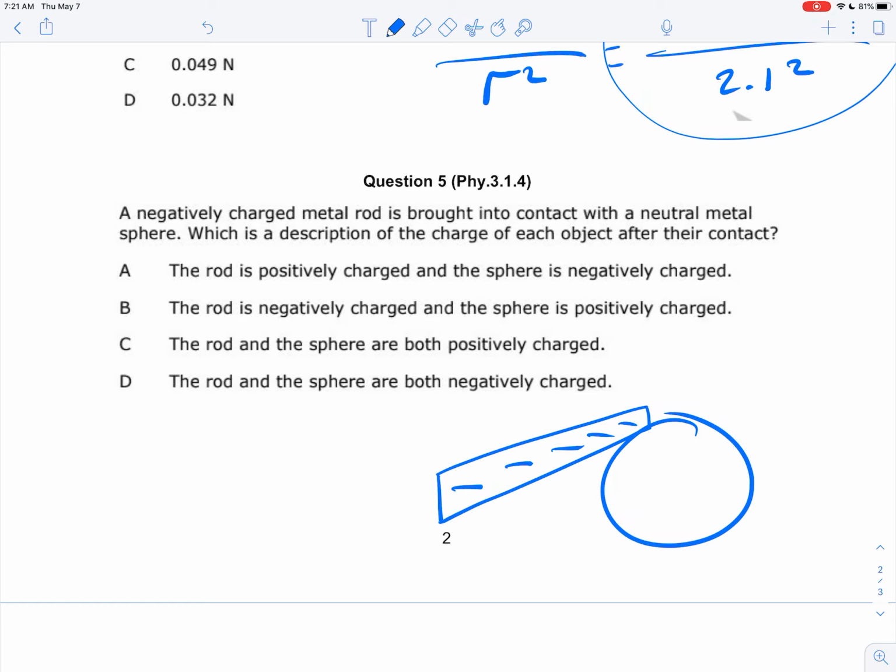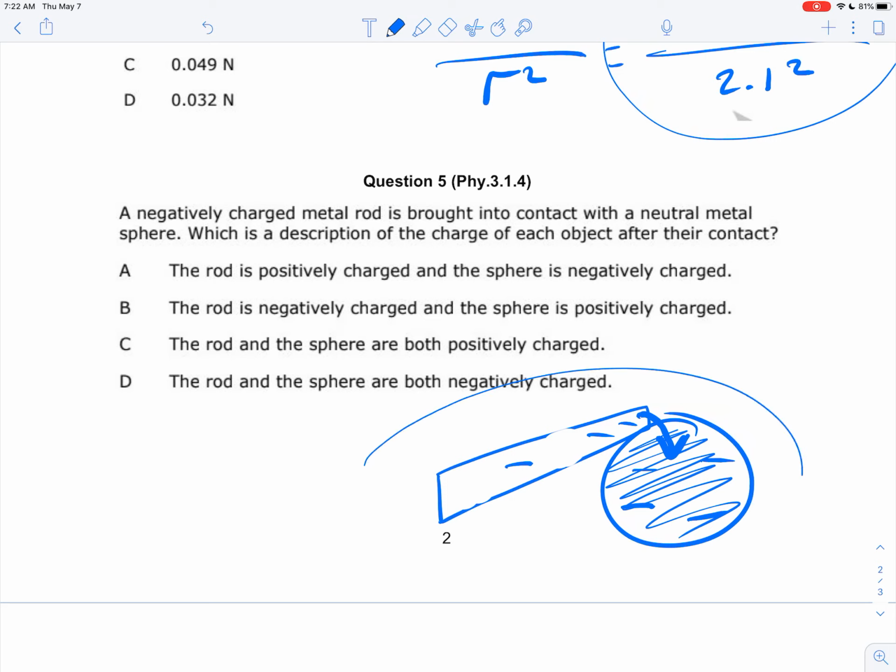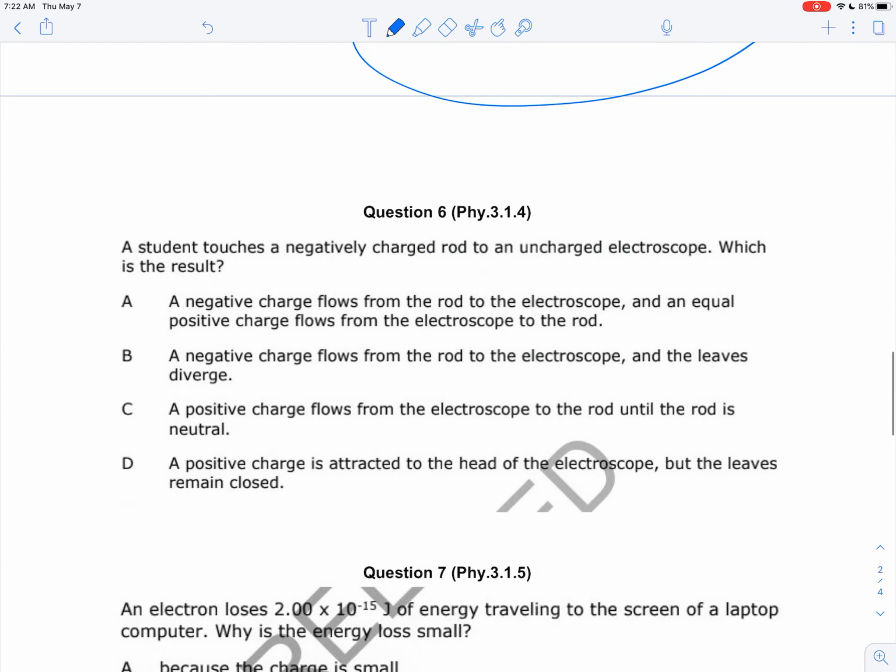So if this sphere here is neutral and this rod is negative, the electrons are going to want to move onto that sphere. That sphere was neutral. Now that sphere is going to have some of these electrons. So some of these electrons are going to go away and they're going to go here. Which of these choices describes that scenario?